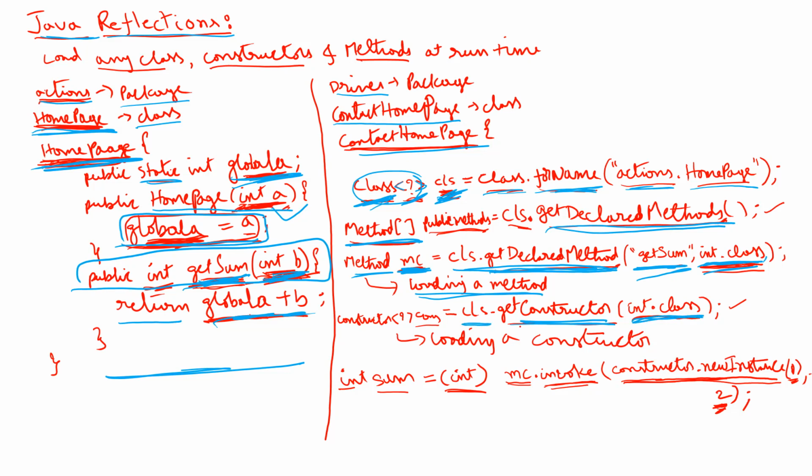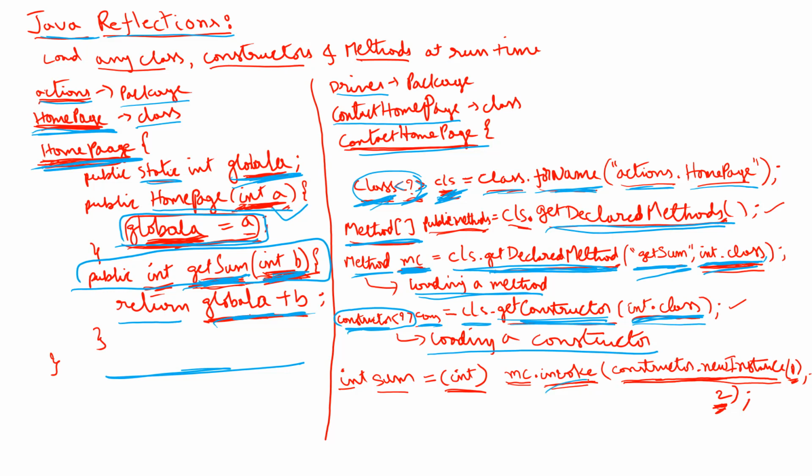So cls.getConstructor of int.class, and it returns a constructor object. The constructor object is cons, and this constructor can be of any type, so I am using again angular brackets and a question mark, and it will load the constructor. Now I can call this method.